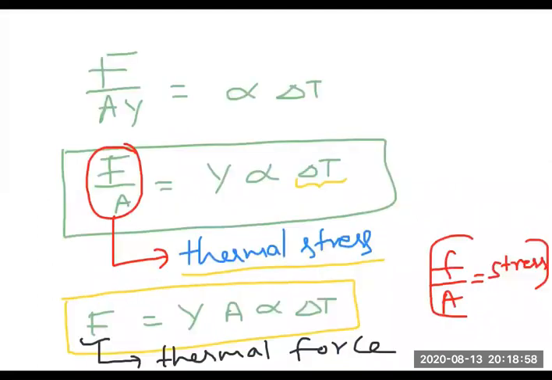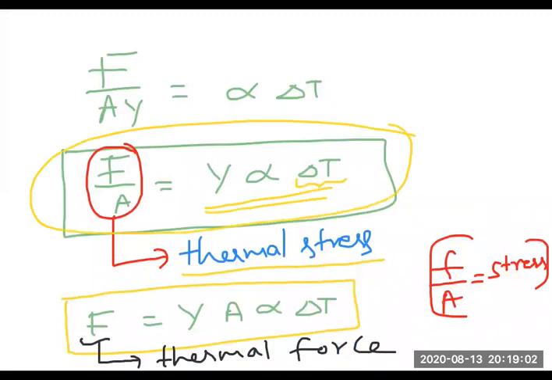In linear expansion, what did we get? Thermal stress is Y alpha delta T. We are taking Young's modulus. Young's modulus corresponds to change in length, and alpha corresponds to change in length. So Young's modulus and alpha are related to length. So we have the formula for thermal stress as F by A equal to Y alpha delta T.